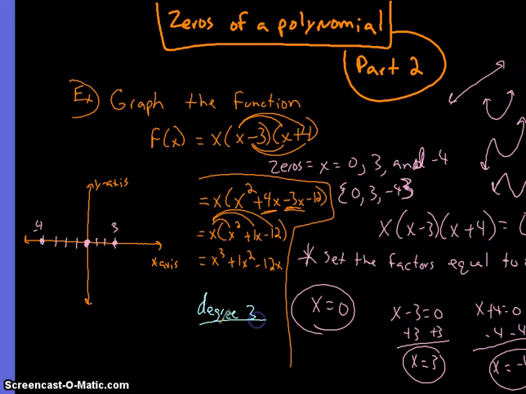Now, how does that help us graph it? Well, by knowing that degree, I know how many turns it has. I know this graph has 2 turns. And if you remember from last night's video, the reason why it has 2 turns is the number of turns is always the degree subtract 1.